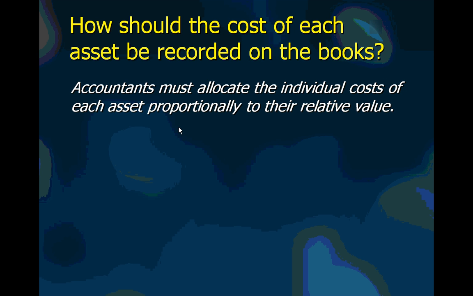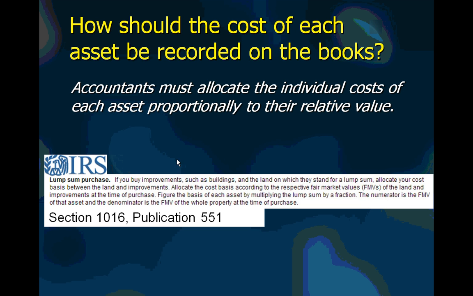How the cost is recorded on the books is in accordance to IRS code, which says that the individual costs of each asset have got to be recorded proportional to their relative value. Now, what does that mean? It means that you've got to take a look here at the total appraised value or assessed value of the assets. And even if the total assessed or appraised value adds up to more or less than the purchase price, you have to take that into account when you actually find the proportional cost of each asset. Now, what does that mean? Let's take a look at an example.